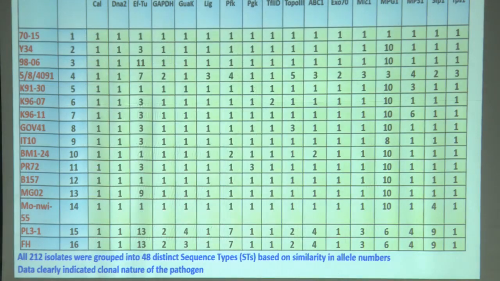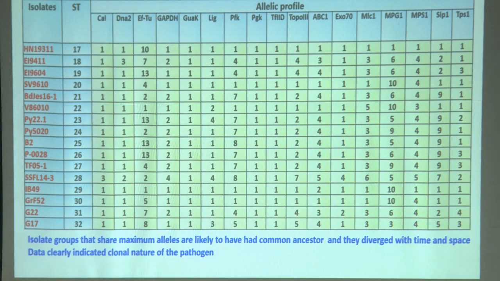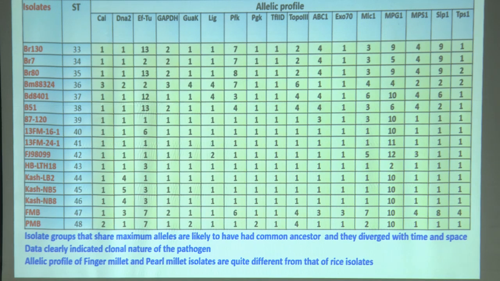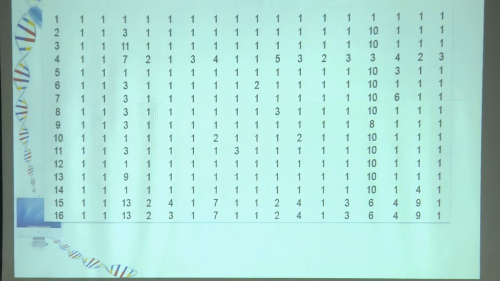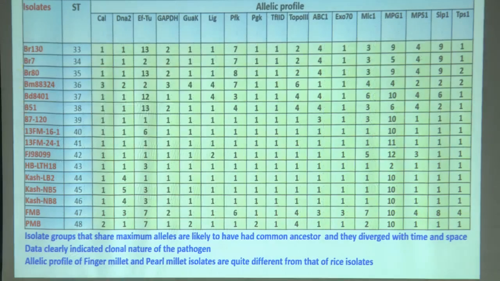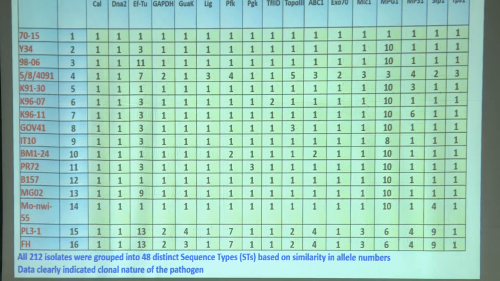I'll take you through this. This is a matrix. It goes like this. This is the number of entries. Again, it goes like this. This is input data which you can take on board for MLST analysis. I told you 212 isolates, right? But if you see the previous slide, we reduced to a certain number, and that is highlighted here, 48 distinct sequence types. What is the meaning of it?